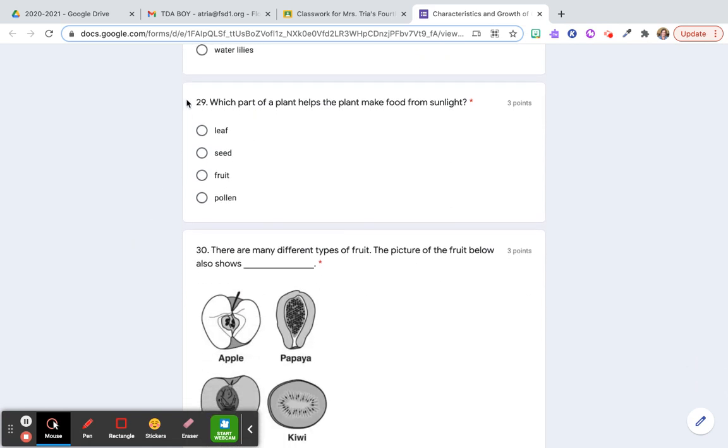Number 29. Which part of the plant helps the plant make food from sunlight? Leaf, seeds, fruit, pollen.